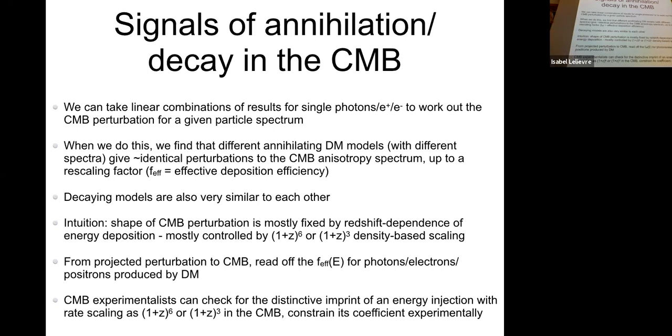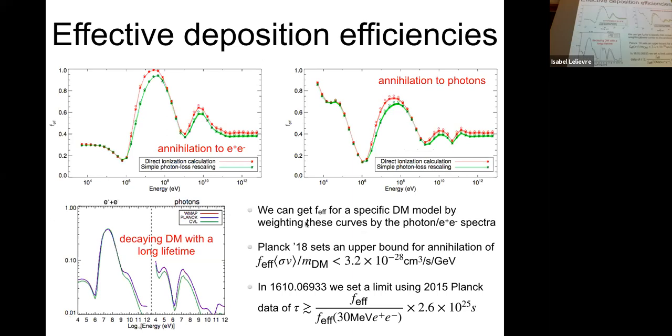So the way that we typically describe what's changing the signal in the CMB is to say the signal is going to depend on the cross-section for annihilation or the lifetime for decay. It's going to depend on the mass of the dark matter in the case of annihilation. And the other factors we call this efficiency factor f effective as a function of energy. By modeling the cascade and looking at the imprint on the CMB, you can just work out what this effective efficiency factor is.